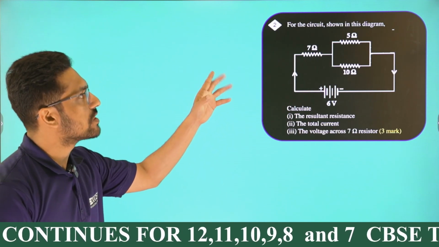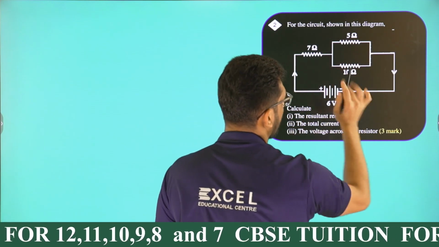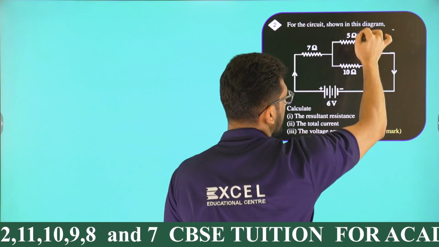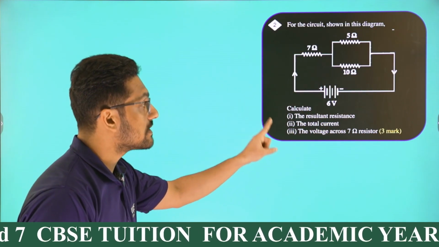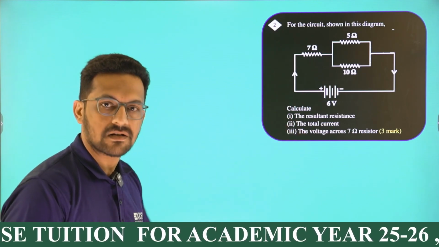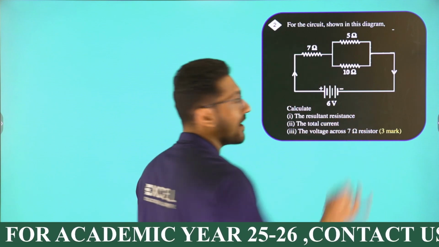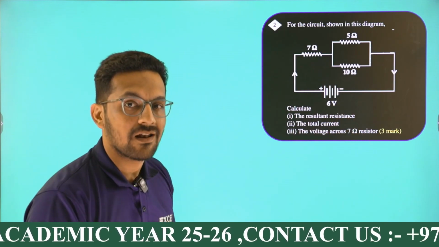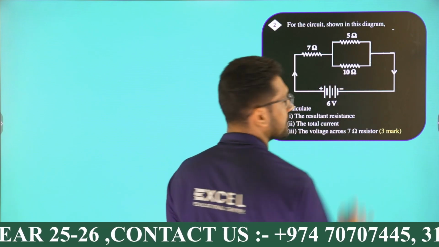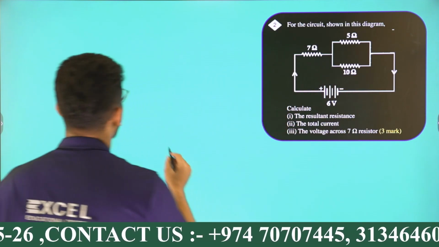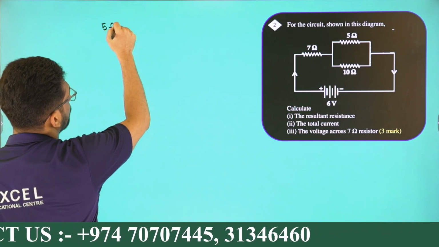For the circuit shown in this diagram, there is a 7 ohm, 5 ohm, 10 ohm. The 5 ohm and 10 ohm are in parallel, and that combination is in series with this 7 ohm. Calculate the resultant resistance. See, this 5 ohm and 10 ohm are in parallel. How to understand that? If a current is coming here, it will be splitting here. So I am going to find the effective resistance of that parallel combination first.